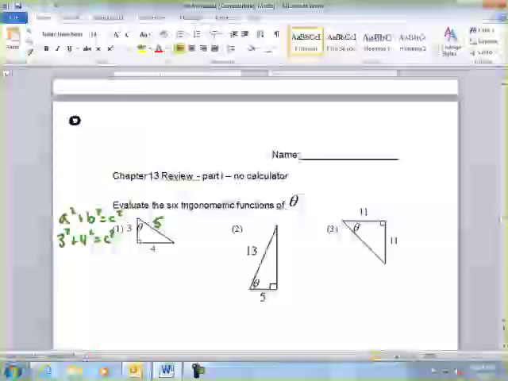Then once we have the three sides of the triangle, we need to label them according to the relationship of theta. So which side is the opposite? And the adjacent? And the hypotenuse. So then the next thing to add to your list of things that you need to know or have memorized is SOHCAHTOA, and also their reciprocals.